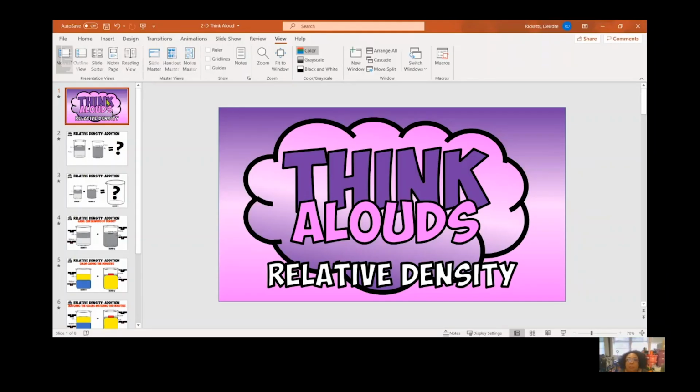Miss Ricketts here, and I know we've been working on density for a while and relative density, but I would like to go from 3D to 2D. We've been doing a lot of hands-on, but how do we translate and transfer that knowledge from hands-on into actually doing a pencil and paper question? And that's what I'm going to work with you on today. They're called Think Alouds, so that you can see my thinking. I'm going to think aloud. You got that right. So let's start with the first problem, because this is really fun.